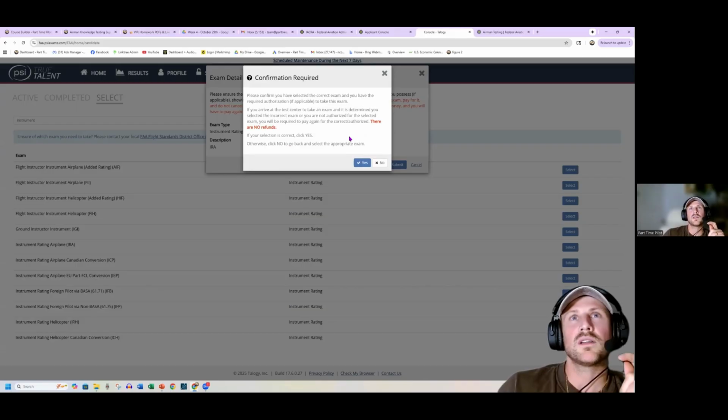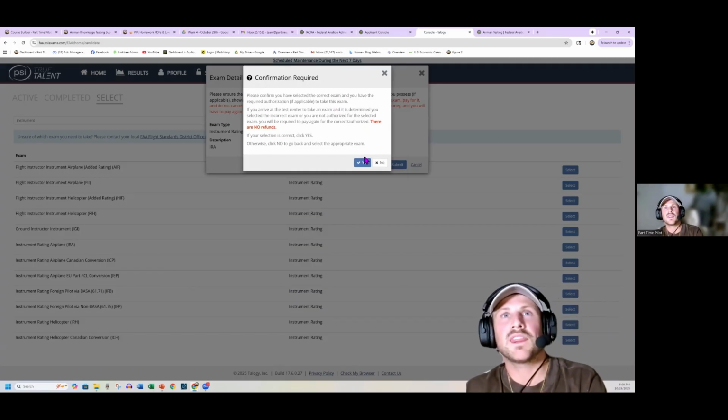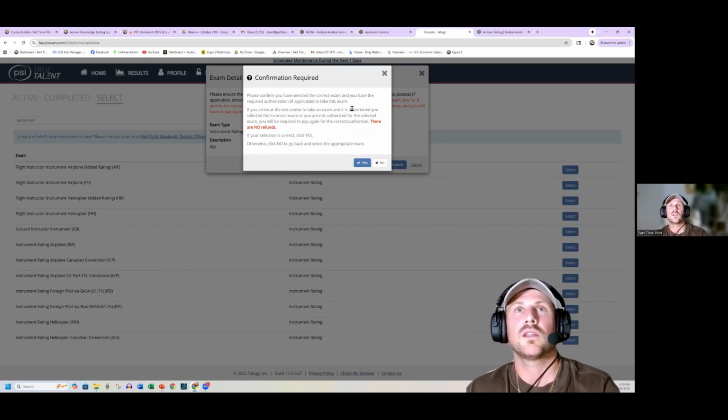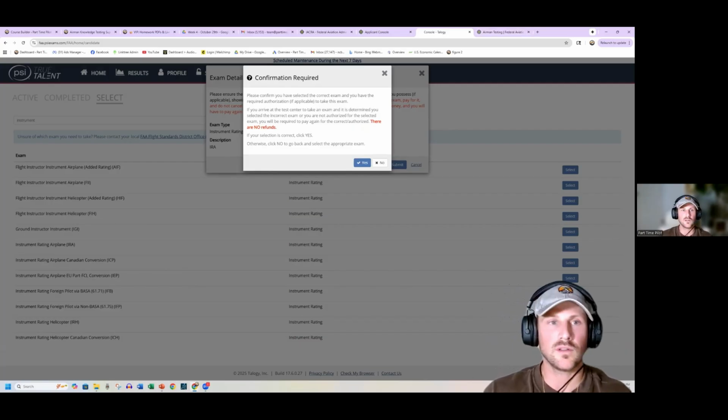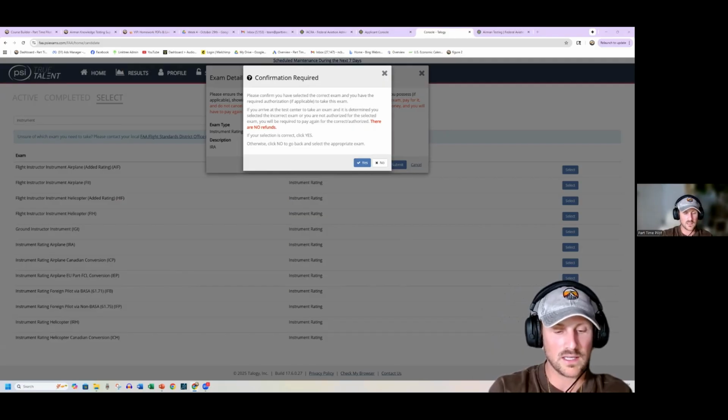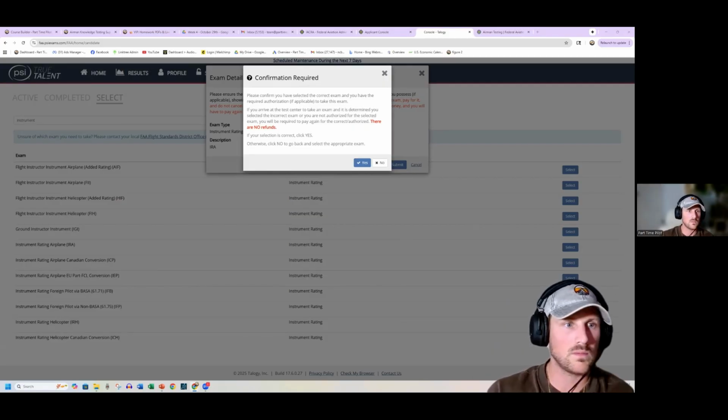Did they change their policy? If you arrive at the test center to take an exam and it is determined you selected the incorrect exam or you are not authorized to select the exam, you'll be required to pay again for the correct exam. There are no refunds otherwise. So let me do this because I wanted to look up. I thought that this used to be that you could reschedule. So let me look that up here. Can I reschedule PSI FAA exam?